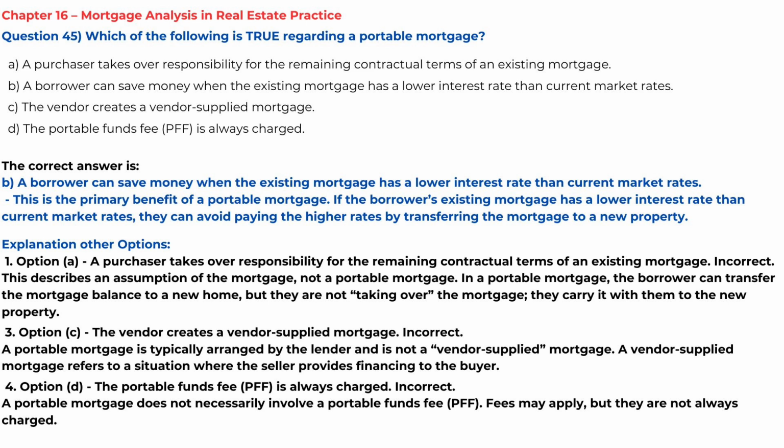Option C. The vendor creates a vendor-supplied mortgage. Incorrect. A portable mortgage is typically arranged by the lender and is not a vendor-supplied mortgage. A vendor-supplied mortgage refers to a situation where the seller provides financing to the buyer. Option D. The portable funds fee, PFF, is always charged.